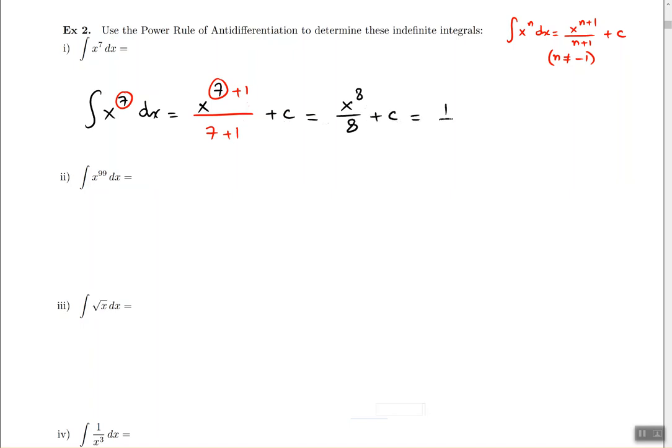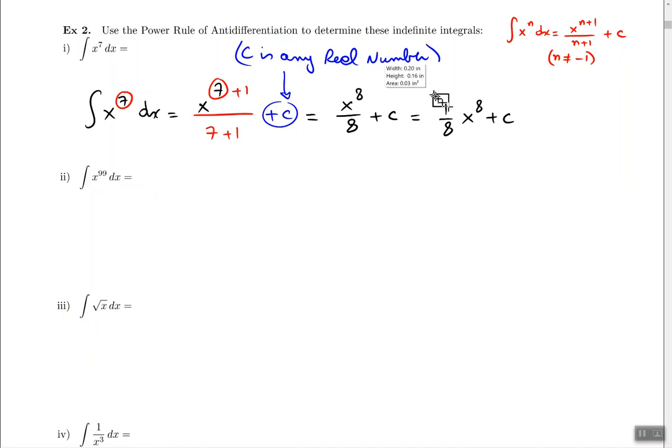So in other terms, this is 1 over 8 x to the power of 8 plus c. And keep in mind that c is a real number. So the solution of this problem is going to be 1/8 x to the power of 8 plus c.